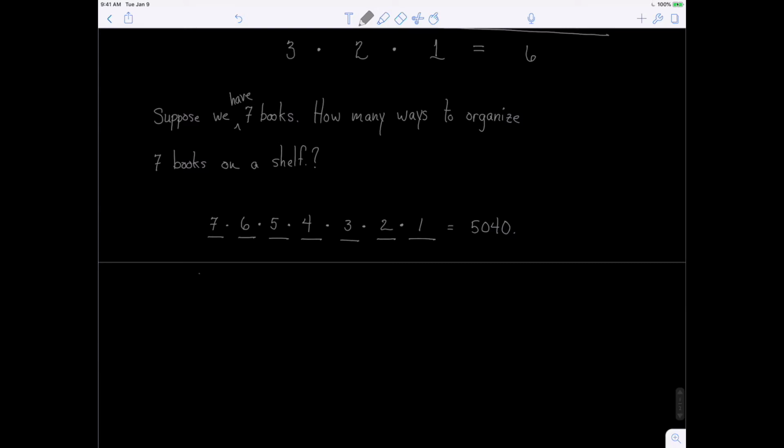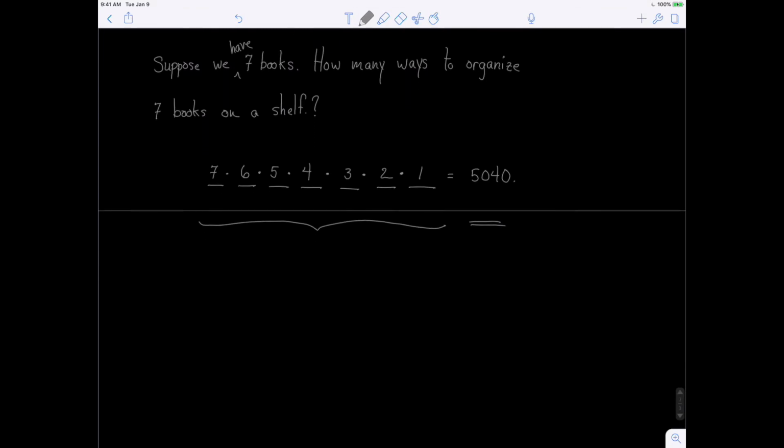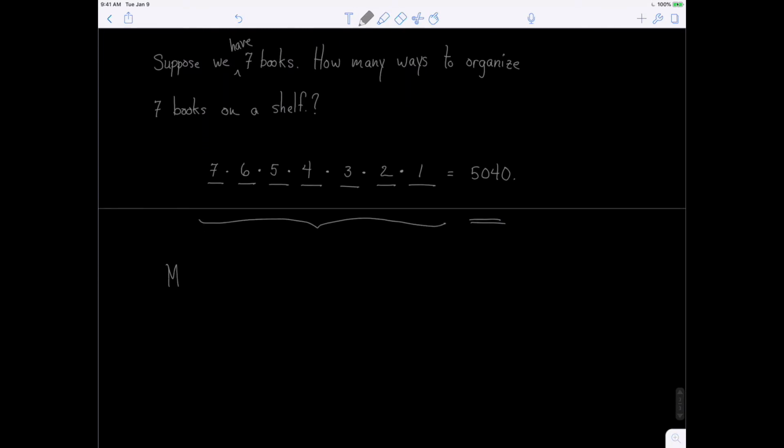Now, there's 2 different things that we need to recognize here. The first is the idea that all of this result here, the 5,040, is found by multiplication. And that brings us to the multiplication rule. Let's write this out.